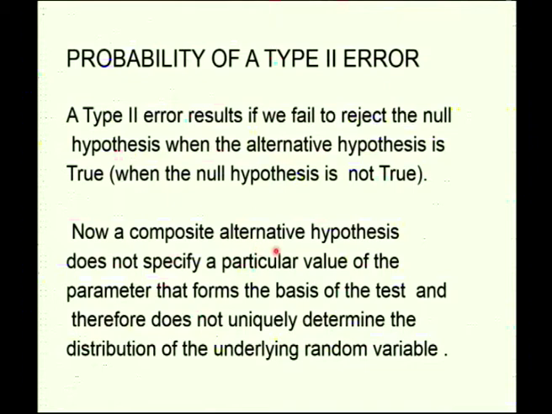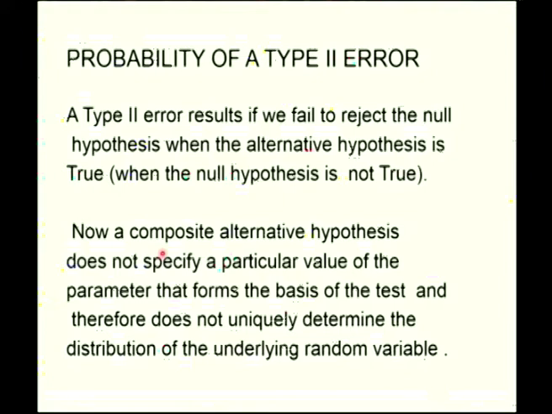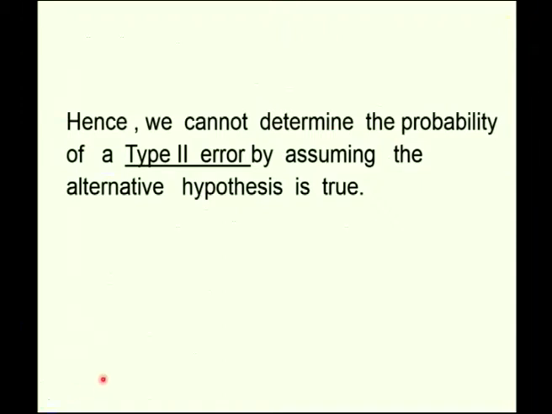Now, a composite alternative hypothesis, composite in the sense H A such that mu is not equal to mu naught. For mu not equal to mu naught, there are two possibilities, mu greater than mu naught and mu less than mu naught. That type of alternative hypothesis is called a composite alternative hypothesis; it does not specify a particular value of the parameter that forms the basis of the test, and therefore does not uniquely determine the distribution of the underlying random variable. We cannot say what distribution the particular random variable follows. Hence, we cannot determine the probability of a type 2 error by assuming the alternative hypothesis is true, whereas we can determine the probability of type 1 error by assuming the null hypothesis is true. We cannot determine the probability of type 2 error because the distribution is not unique.